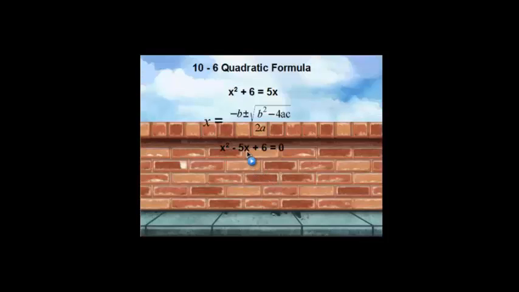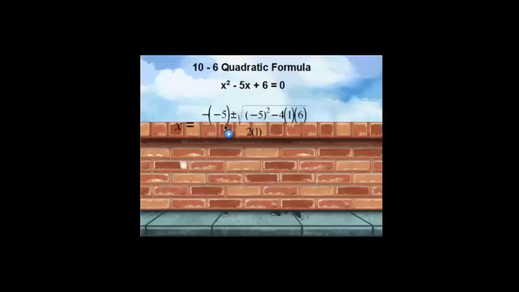Very good. So what's that going to look like after you substitute in a, b, and c? Well, you're going to have x equals the opposite of b. b was negative 5, plus or minus the square root of b squared, negative 5 squared, minus 4ac, 4 times 1 times 6. And again, all of that is going to be divided by 2a, which in this case, remember, a was 1.